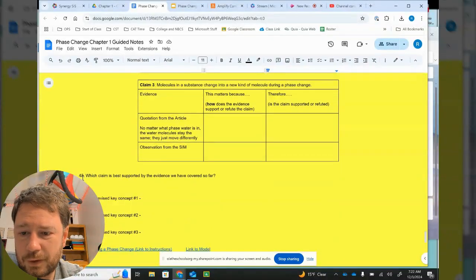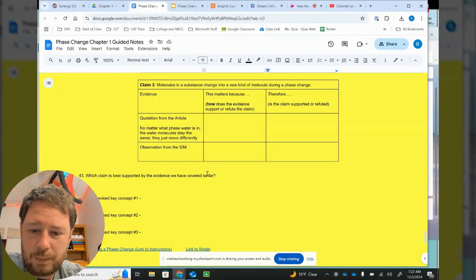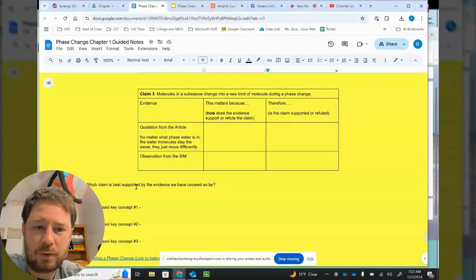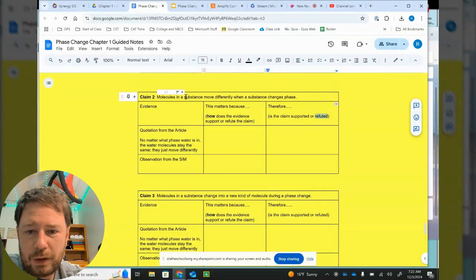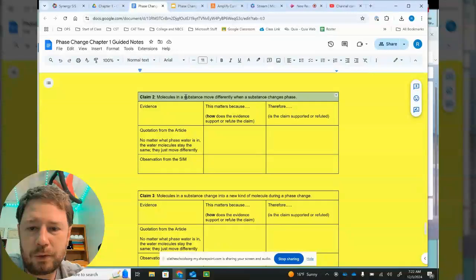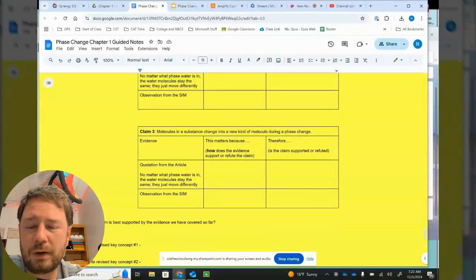Okay, the last thing for this video is to answer question 43. Which claim is best supported by the evidence we have so far? Hopefully you agree that it's claim 2: molecules in a substance move differently when a substance changes phase. They start moving differently.